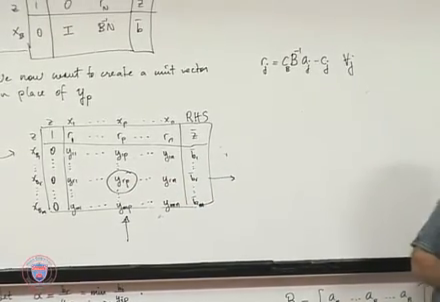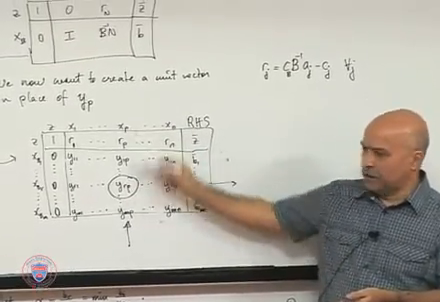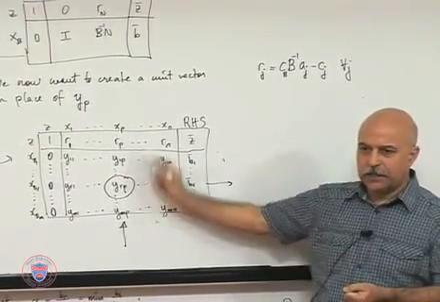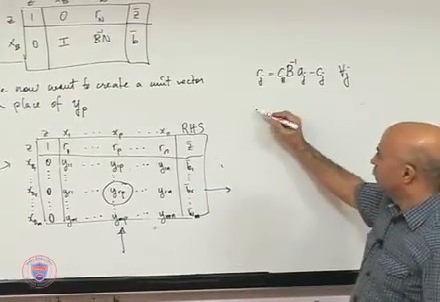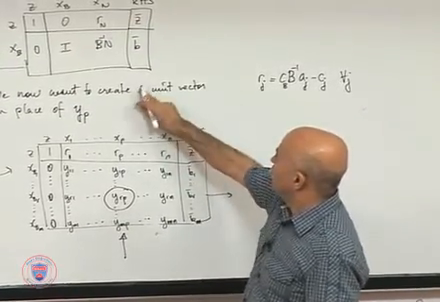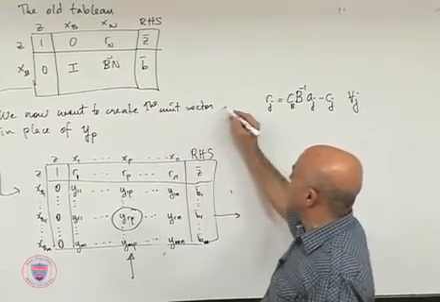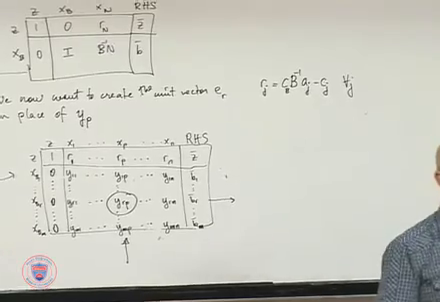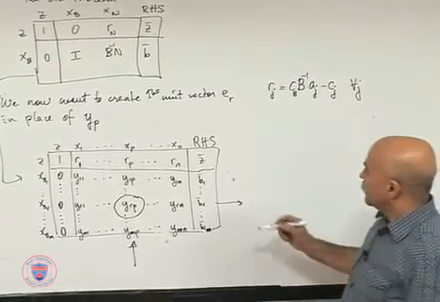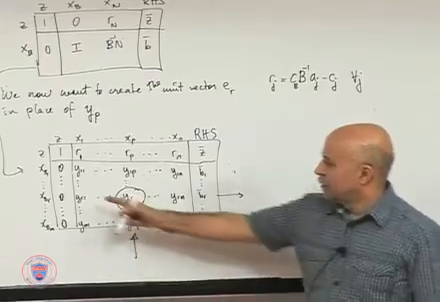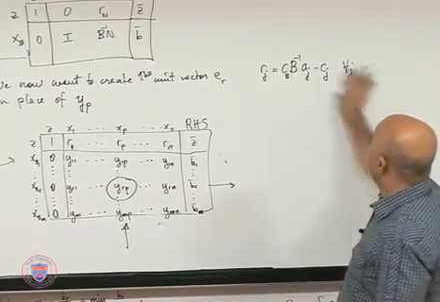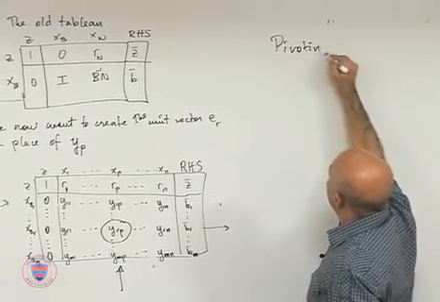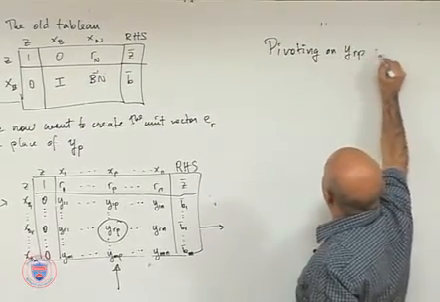So you want to create a unit vector here. Which unit vector? The one that has a 1 in the rth position and zeros elsewhere. So instead of saying a unit vector, we say the unit vector ER. ER is the unit vector that has a 1 in the rth position, 0 elsewhere. Okay? How do you do that? You divide this. So let me write it here. Pivoting on YRP accomplishes this.